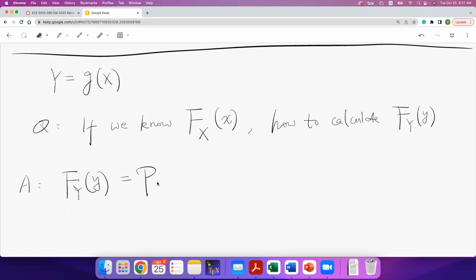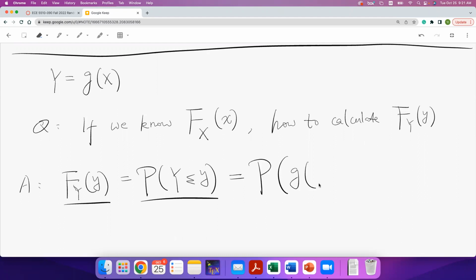So we write out the definition, which is the probability of this event such that the random variable Y is less than or equal to a small value y. Okay. And because Y equals g(X), this is equivalent to the probability of this event such that g(X) is less than or equal to y.